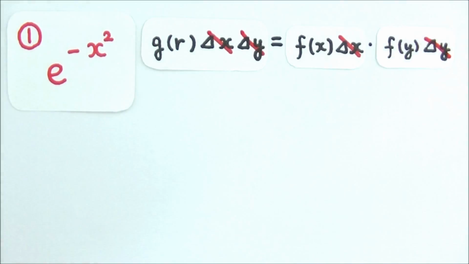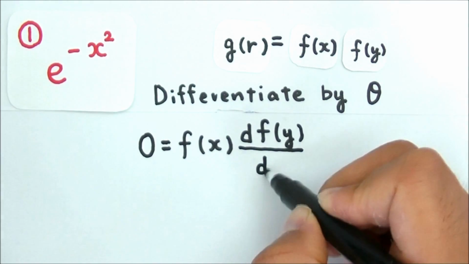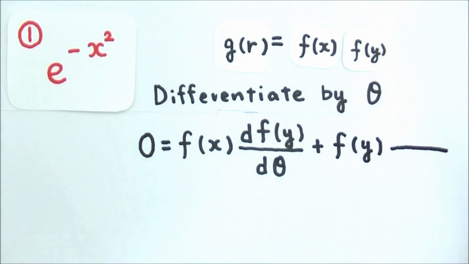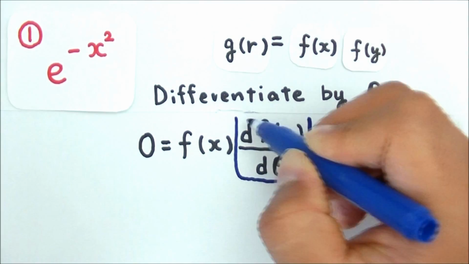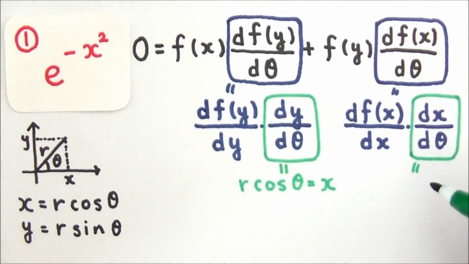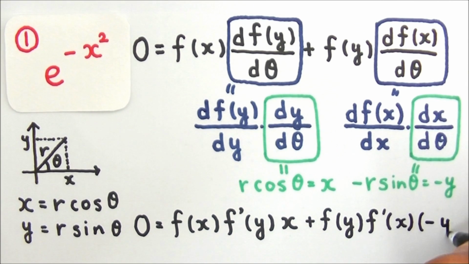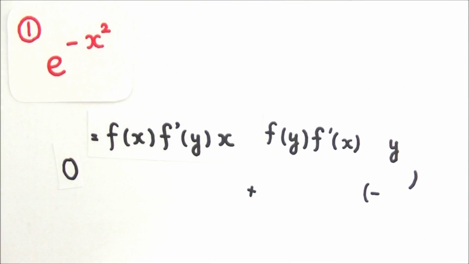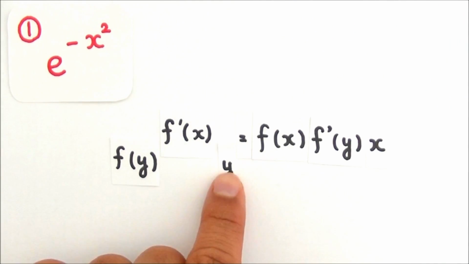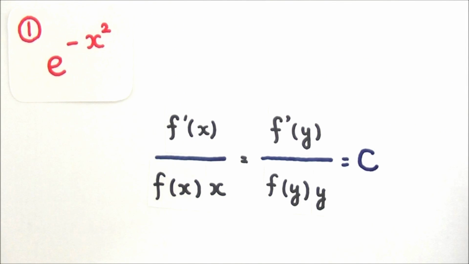Cancelling out the area and differentiating with respect to theta, we get f(x) times df(y)/d theta plus f(y) times df(x)/d theta is just 0. Using the chain rule and polar coordinate representation, we have f(x) f'(y) x plus f(y) f'(x) times negative y must equal 0. Rearranging, we have that f'(x) over f(x) times x must be equal for any point x and y. Well, that's possible only if this value is a constant.